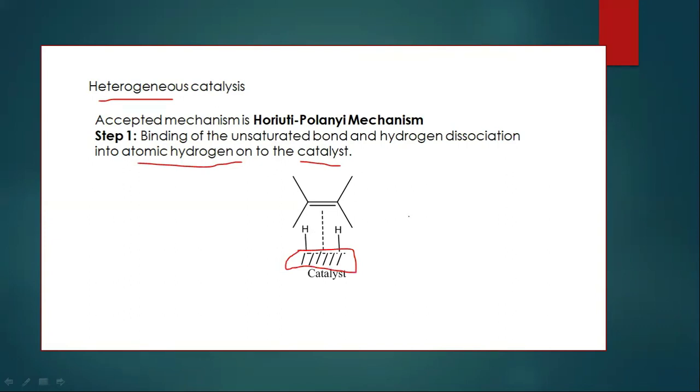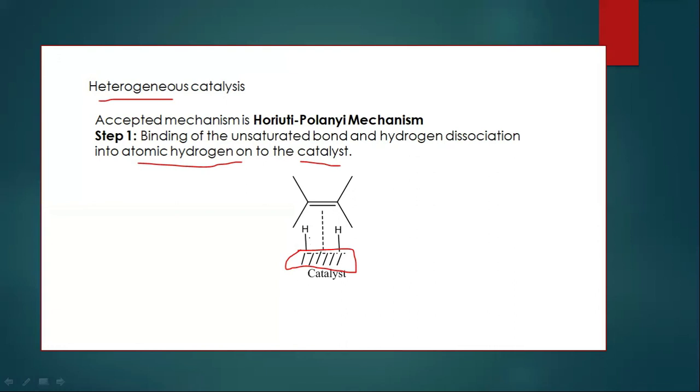Suppose you pass an H2 molecule over the catalyst surface. As it is a heterogeneous catalyst, the reaction occurs not in the same phase; the catalyst is not soluble in the solvent. The H2 will interact with the catalyst surface, and dissociation occurs over the catalyst surface, and you will get atomic hydrogen. The dissociated H2 adsorbs over the catalyst surface in this particular fashion. That is, atomic hydrogen will be present over the catalyst surface.